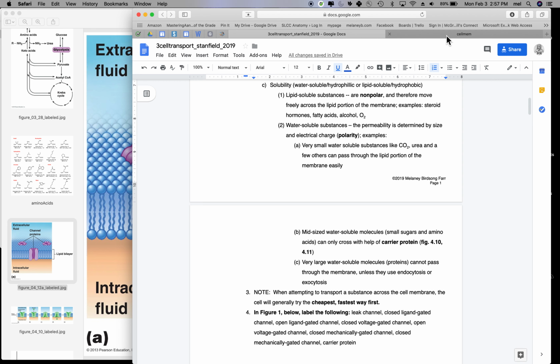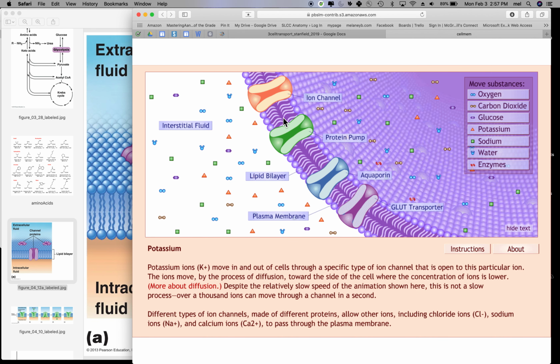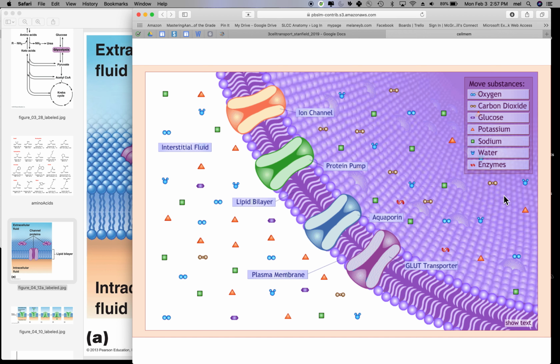How would they get across the cell membrane? Would they, for instance, need to use one of these transmembrane proteins, or would they not? And by the way, you can read this, or you can hide the text when you don't want to see that. You're probably not going to read it on my screen. You can read it on yours.